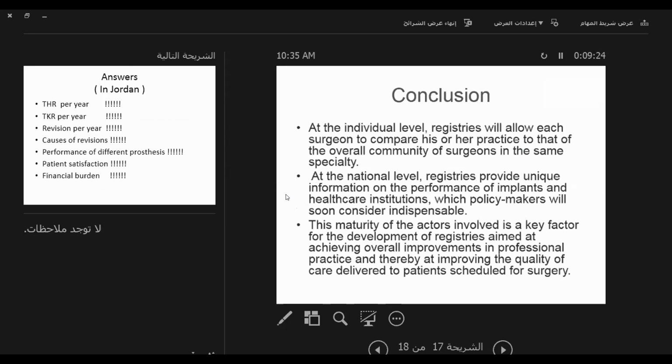At the individual level, a registry will allow each surgeon to compare his or her practice to that of the overall community of surgeons with the same specialty. At the national level, registries will provide unique information on the performance of implants and healthcare institutions, and this maturity of the actors involved is a key factor for the development of registries aimed at achieving overall improvements.